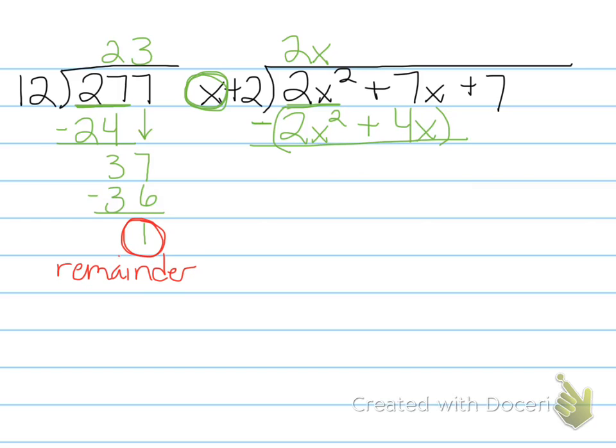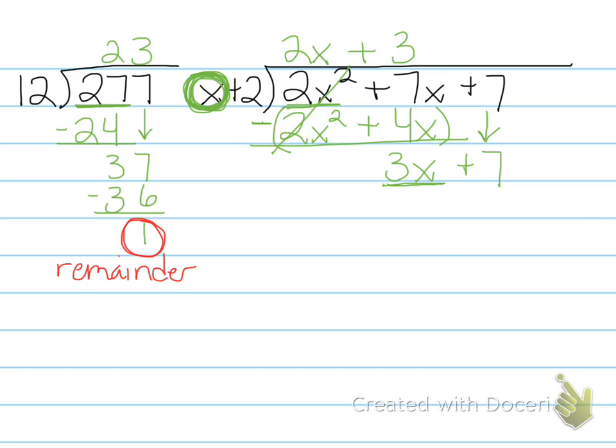If I take 2x squared and subtract the 2x squared, that goes away and cancels. That's what I wanted. Then I'm taking 7x, subtracting 4x. That leaves me with 3x. And again, just like in the long division process, bring down this plus 7. Now again I go back to my divisor. What do I have to multiply x by to get the 3x? So x times what is 3x? Well, that would simply be 3.